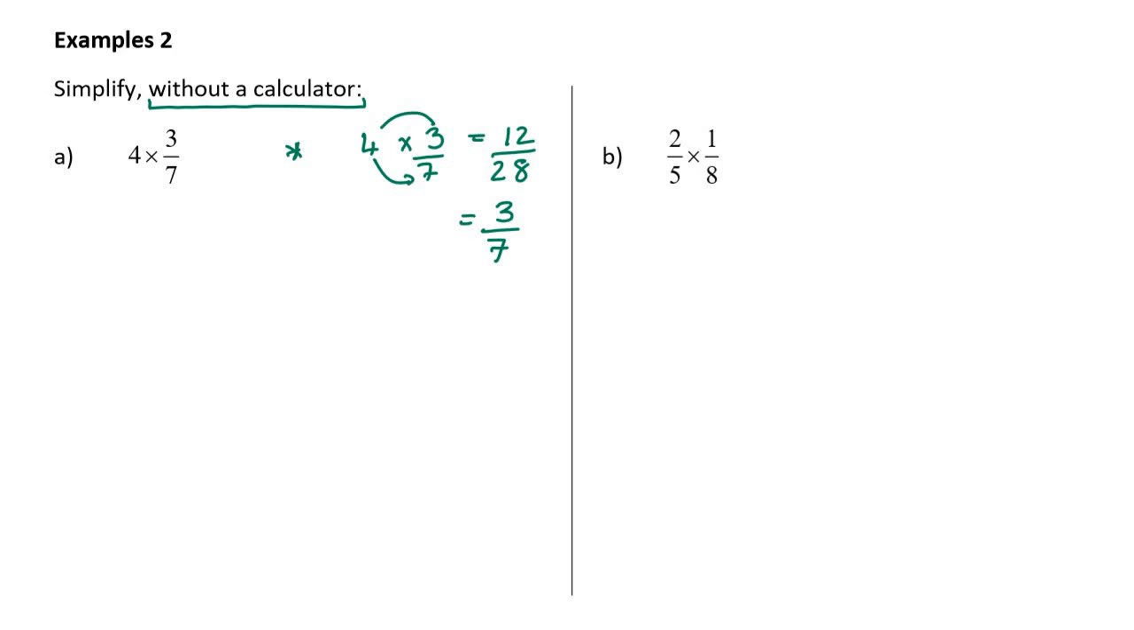So really, really important, don't multiply the top and the bottom by 4. You have to ask yourself, what is 4 as a fraction? And 4 as a fraction is 4/1. So if you're multiplying, everything has to be written as a fraction. So now what we do is top times top, which is 4 times 3, which is 12. Bottom times bottom, which is 1 times 7, which is 7.